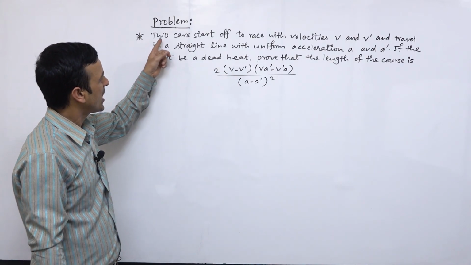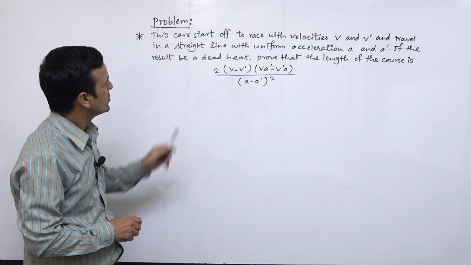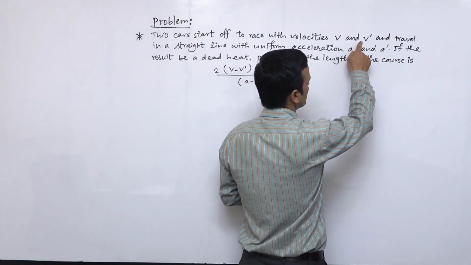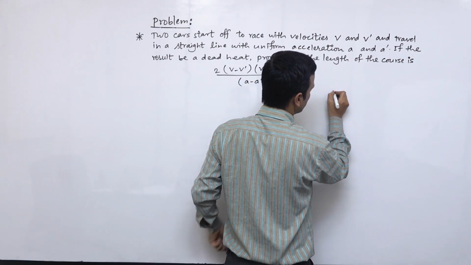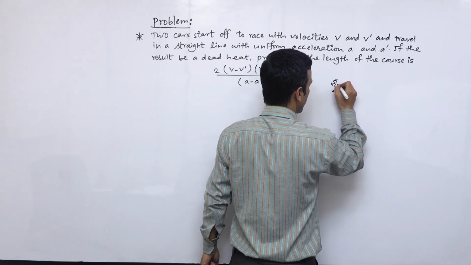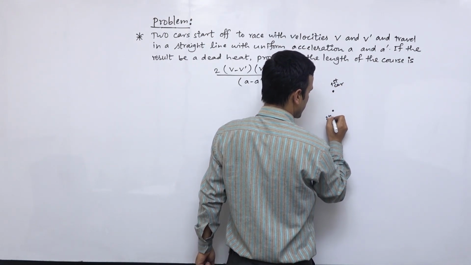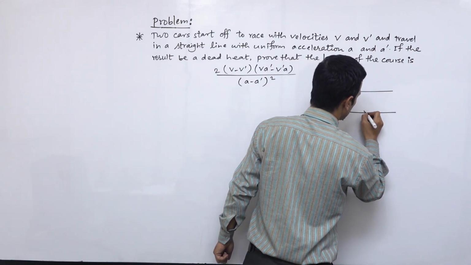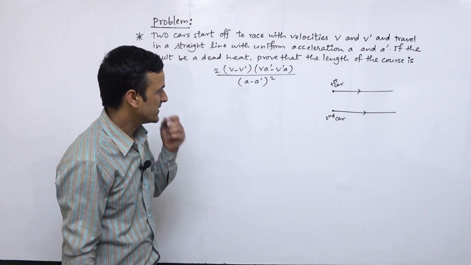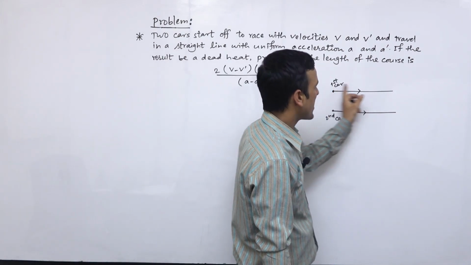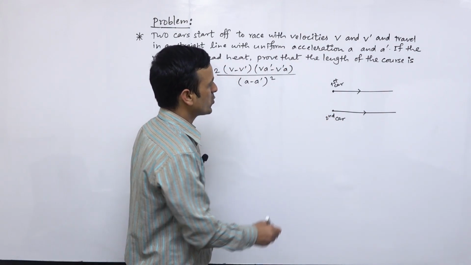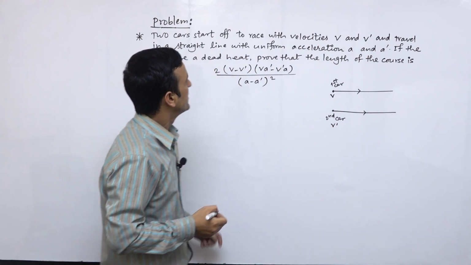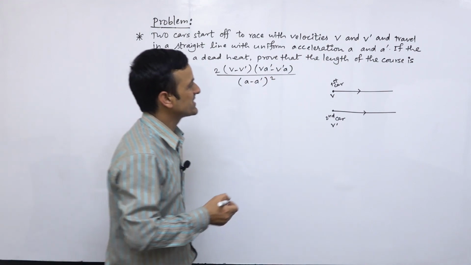Okay, we have this question now. So let's deal with this question. Two cars start off to race with velocities b and b dash. So here are two cars. So write down: this is the first car and this is the second car. So they started their race. They have started their journey from these two points. We have two cars whose velocity is b and b dash, and they travel in a straight line with uniform acceleration a and a dash.